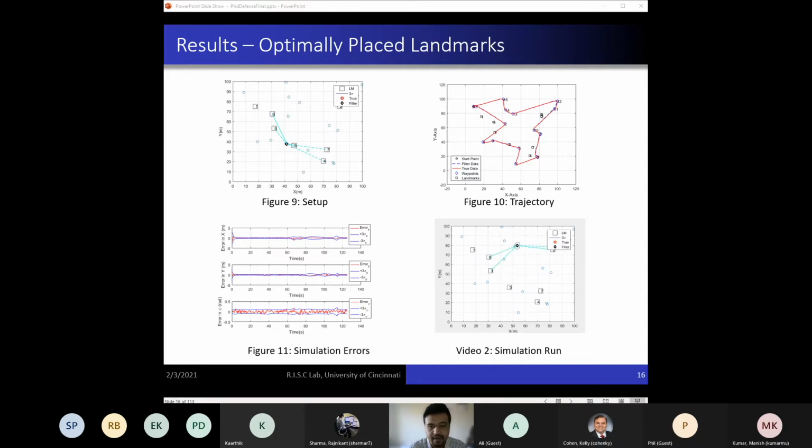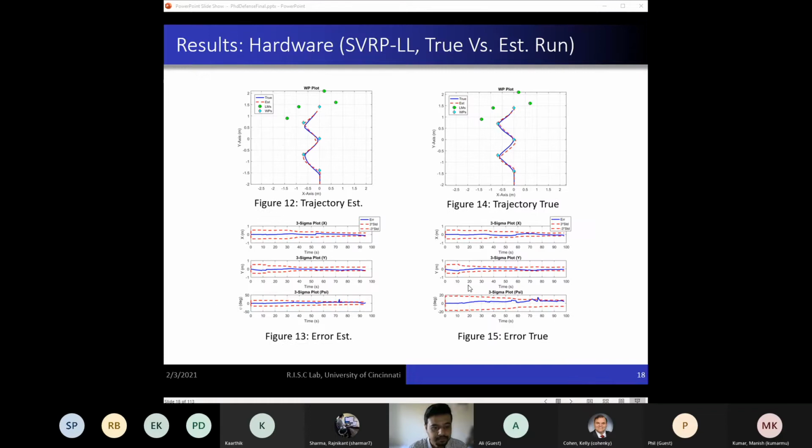This is highlighted in figure 11. We see that the system is not only observable, but the uncertainty bounds, or the 3 sigma bounds, for the position and orientation of the vehicle remain tight as well. These results correspond to the hardware runs we performed using open loop trajectory and bearing-only sensors using barcodes.